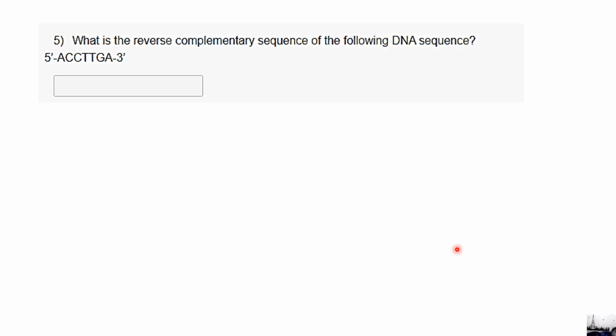This is very easy. Anybody try to answer? It's TGGAACT. Correct. From which direction? Correct. So if you take from 3' to 5', it will be TGGAACT. The answer is correct. Only that you have to write from 5' to 3'. So that is how you'll write the answer.